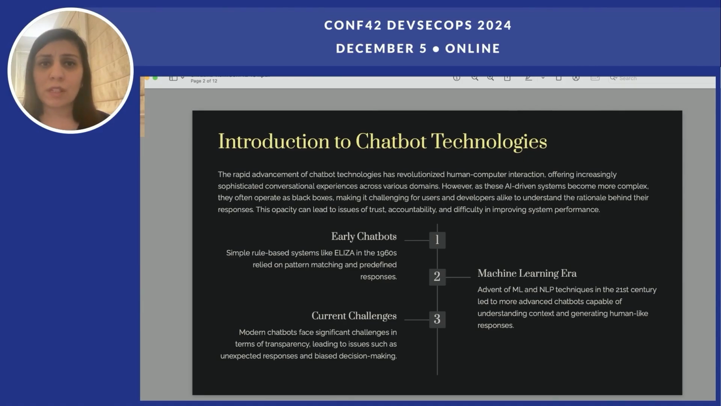The early chatbots came in around the 1960s, which primarily relied on pattern matching and predefined responses. Then came the machine learning era. With the advent of machine learning and NLP techniques in the 21st century, it led to more advanced chatbots capable of understanding context and generating human-like responses. With all these, the current challenges, such as transparency, lead to issues such as unexpected responses and biased decision making. In order to curb these challenges, we did a study.